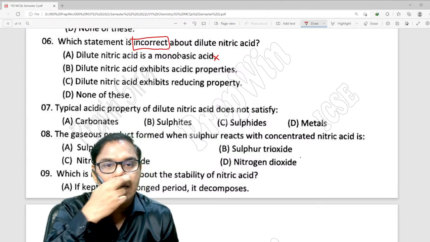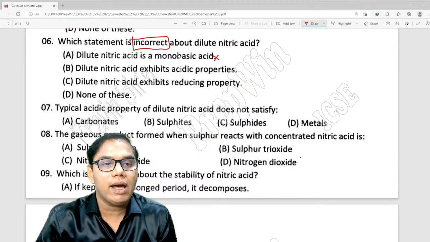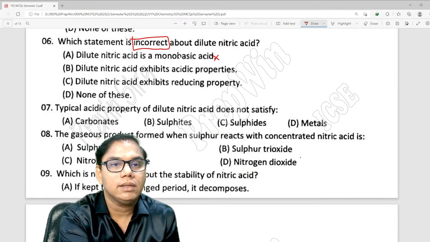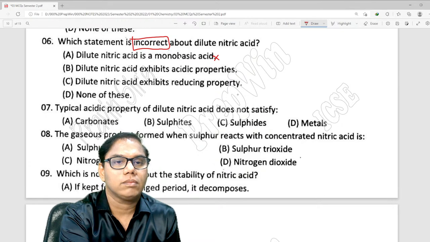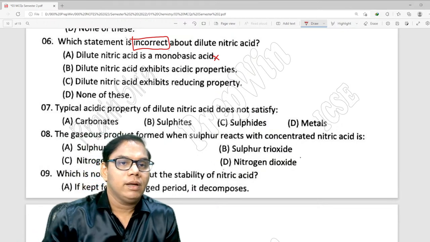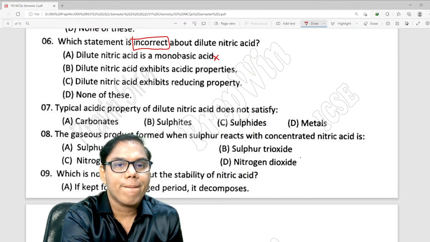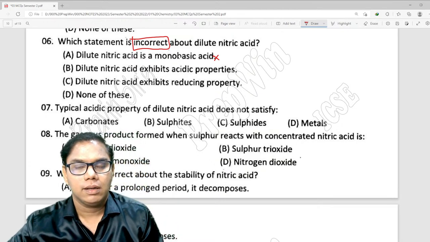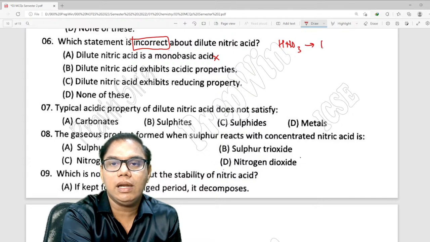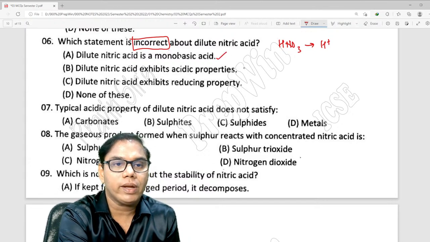Dilute nitric acid exhibits acidic property. We have to find the incorrect one. Dilute nitric acid exhibits a reducing property. None of these. What is the sixth answer? Nitric acid exhibits acidic property. Yes, it is an acid, so this is not incorrect. Is nitric acid monobasic? Yes, HNO3 produces only one H plus, so this is correct. Whenever there is a negative question, you have to be extra alert.